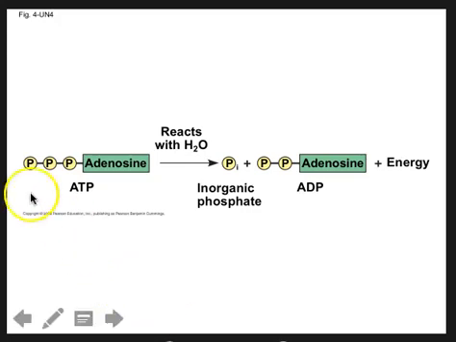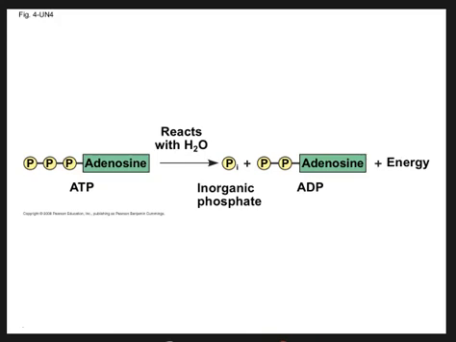So what ends up happening is we have ATP. We're going to have water come along. Water is going to result in a hydrolysis reaction. We're going to break this bond between this outer phosphate group and the next phosphate group. And by severing that bond, we're going to create ADP and an inorganic phosphate, and we're going to release energy that was liberated when we broke the bond.